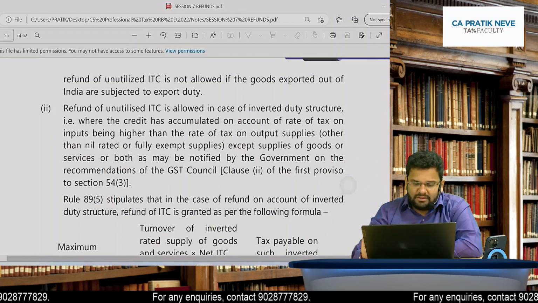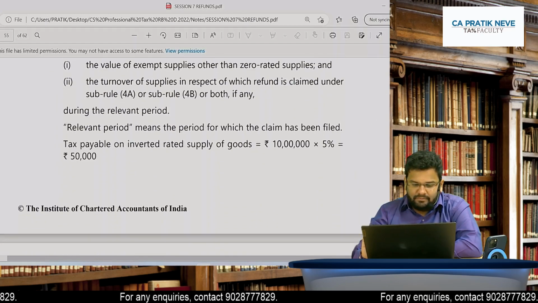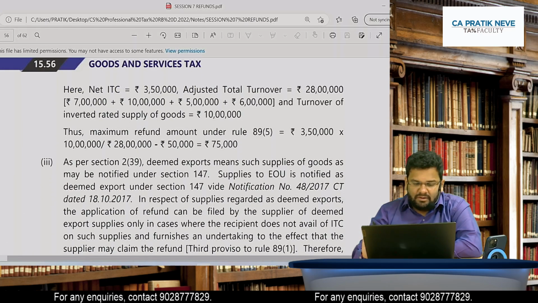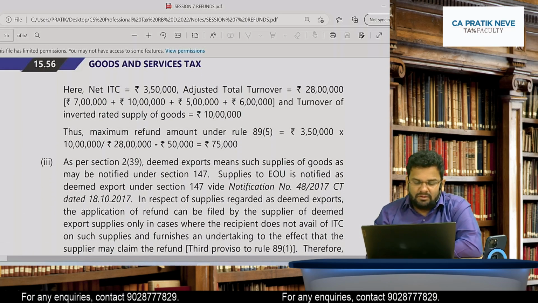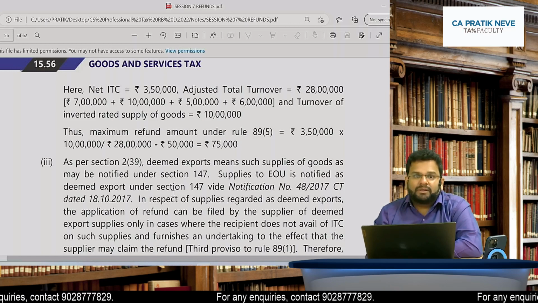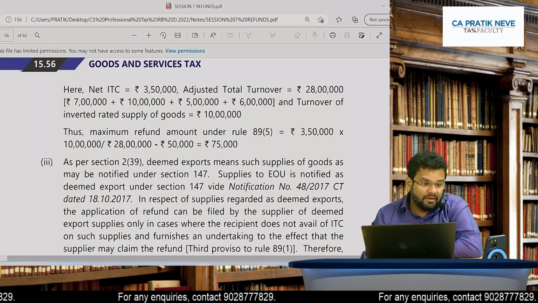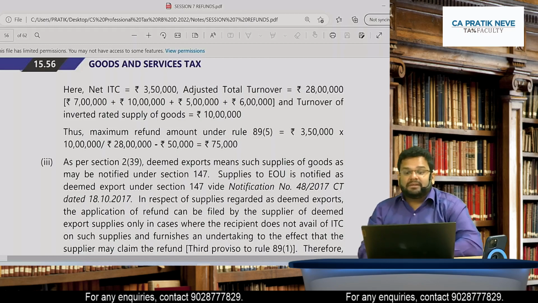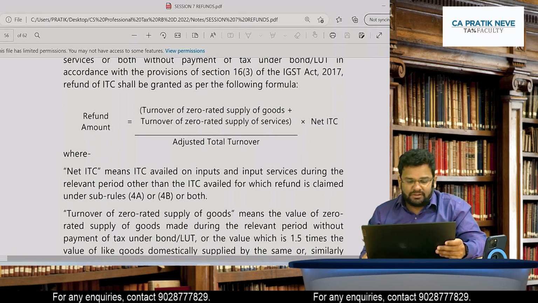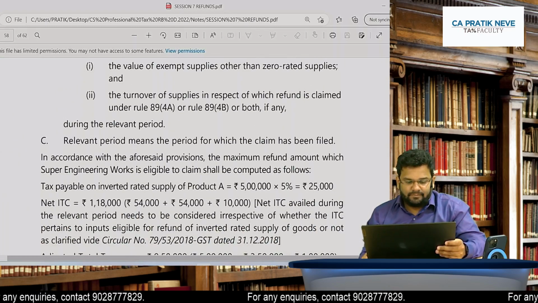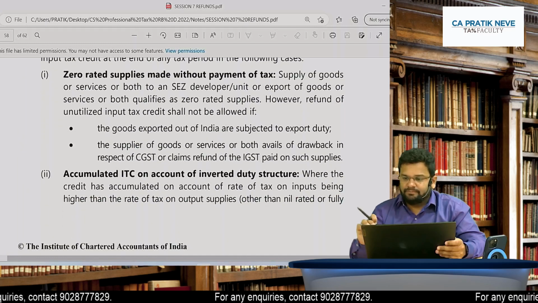Did you understand? Check this. 3,50,000 upon 28 lakhs into 10 lakhs, 1,25,000 minus 50,000 is equal to 75,000. That's what we did. Yes, is it clear to all of you? All these things which we discussed today. Quickly let me know.